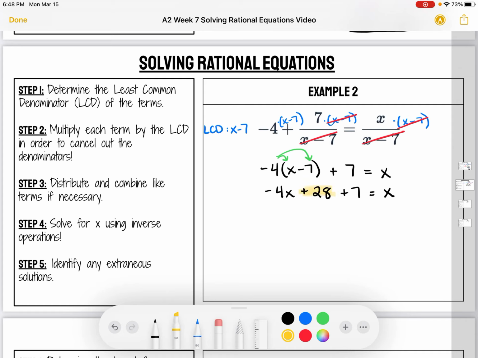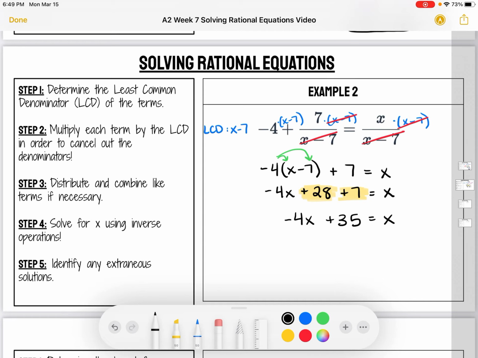Now I can combine like terms, my plus 28 and my plus 7. Those are both constants, so I can combine them. Bring down the negative 4x. 28 plus 7 gives me positive 35 equals x. Now I'm going to have to solve.